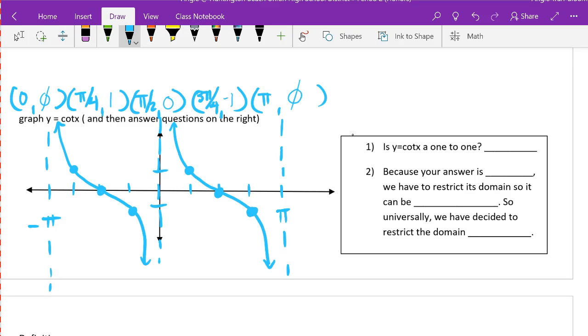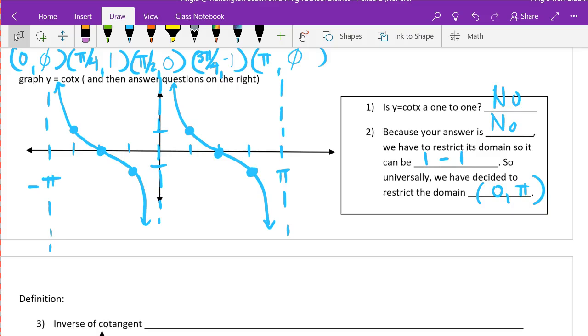All right, Justin. Is this a 1-to-1? No. Okay. Because Justin says no, we have to cut it so it can be a 1-to-1. Nathaniel, you are in a group with mathematicians. You have to cut this off. Where do you want to cut it off so it can be 1-to-1? 0 to pi. Yes. Non-inclusive, right, class? Yeah.